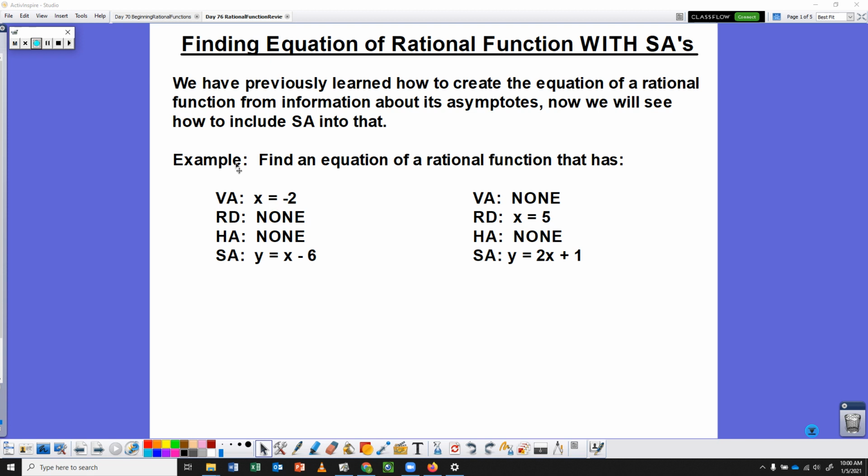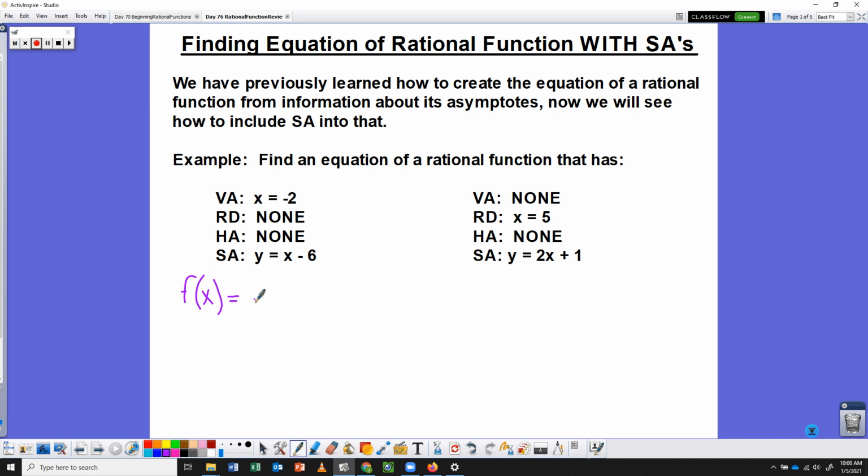So an example here, we're going to do both of these ones, the one on the left and the one on the right. The directions say find an equation of a rational function that has, and then they're going to give you a bunch of information. So we've already talked about the denominator is going to be made of numbers that cause vertical asymptotes. So the very first thing you always want to start with are vertical asymptotes.